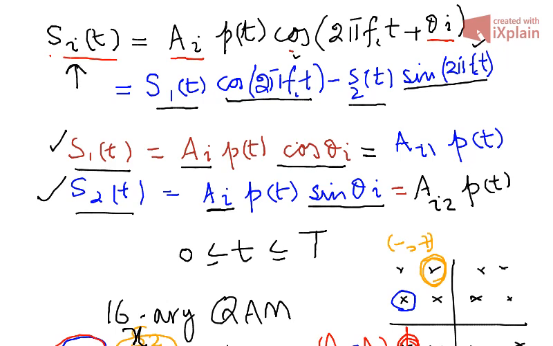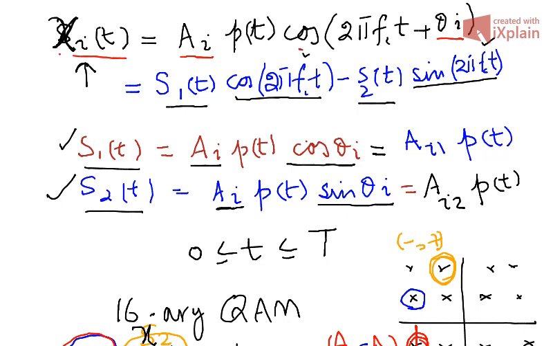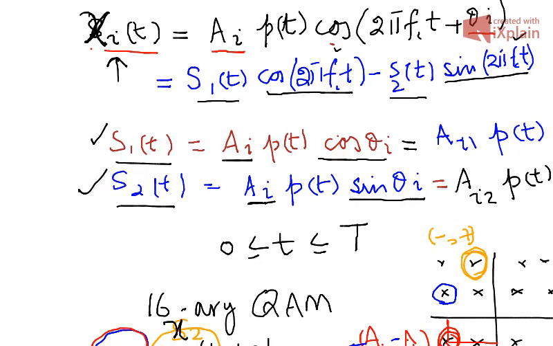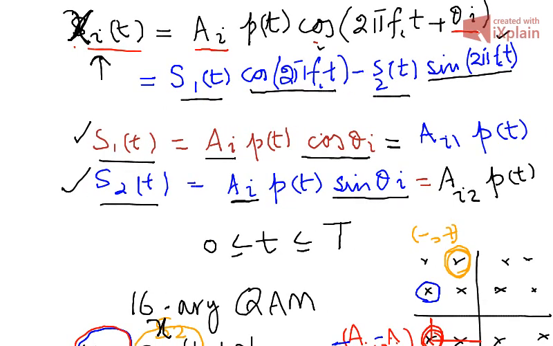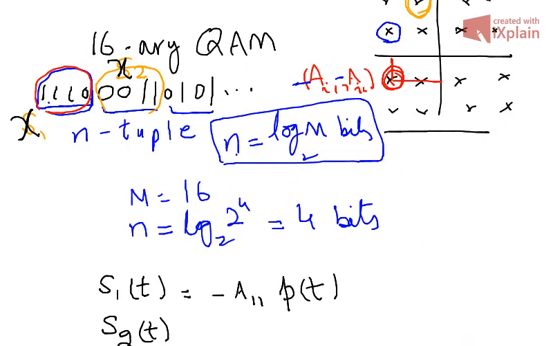Now I'm taking it as X. I'm taking it as XI of t, right? So that it is different from S1 and S2 here. It is different from S1 and S2 here, right? So this should not be confused. So let's go there and see our symbols.